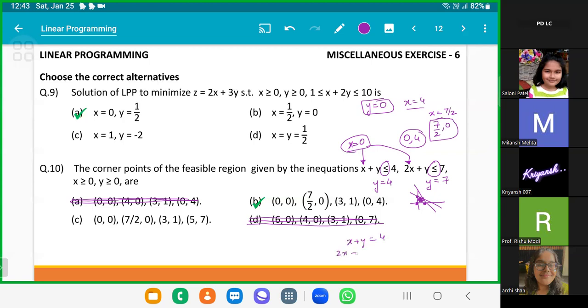So I have 2x plus y equal to 7. I subtract this, I get x is equal to 3, y is equal to 1. So I have 3, 1. Okay, this one was already removed, 0, 4 was not in it. Right? So I had only option B, which is my final answer, which consists of the origin, the point of intersection 3, 1, the x coordinate 3.5, 0, and the y coordinate 0, 4. Are we clear? Yes, sir. Okay.